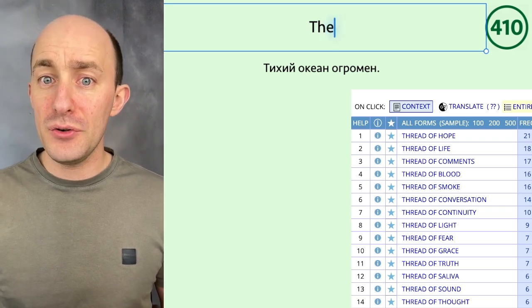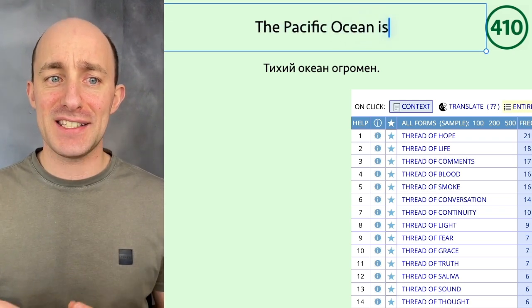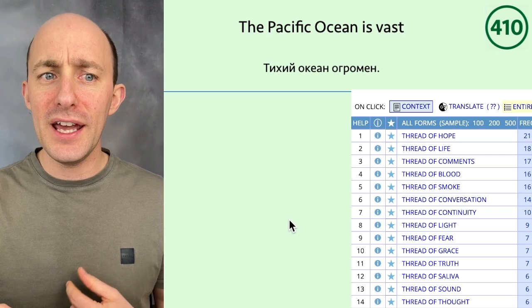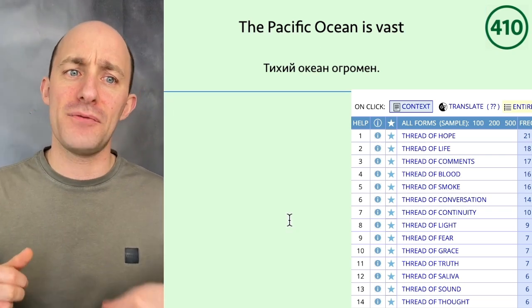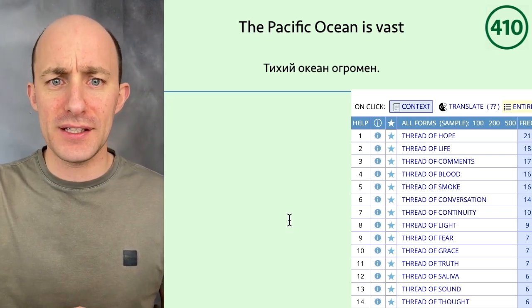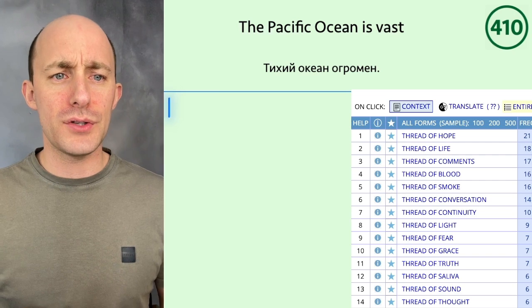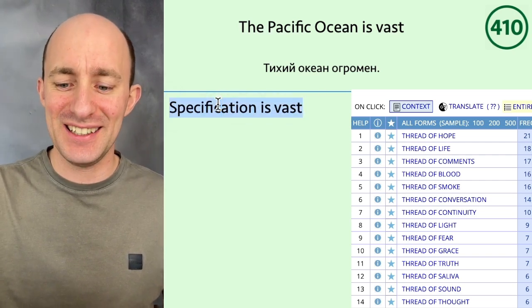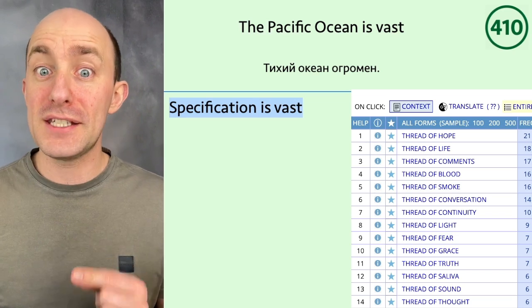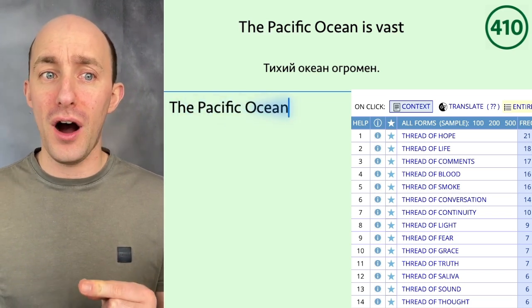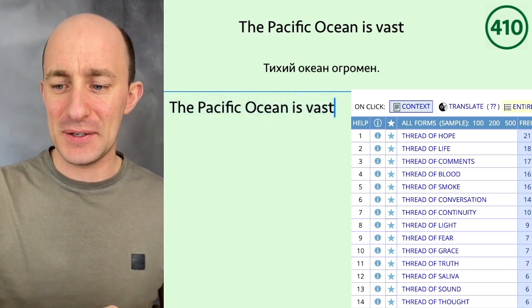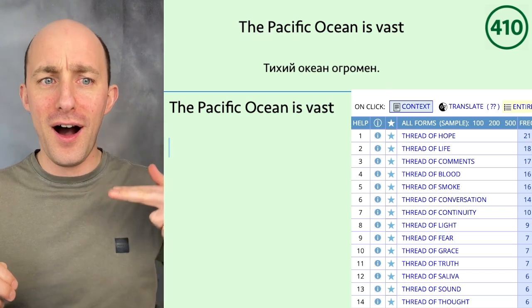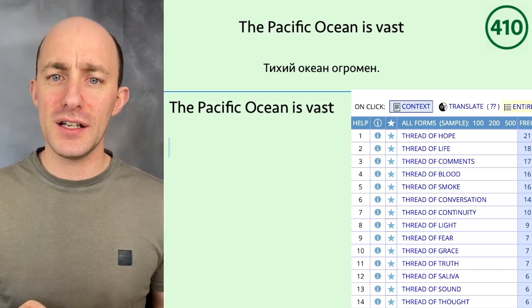The Pacific Ocean is vast. Oh, here I say vast because I'm from the north of England. People from the south of England say the Pacific Ocean is vast. Not the specification. The Pacific Ocean is vast. Vast.